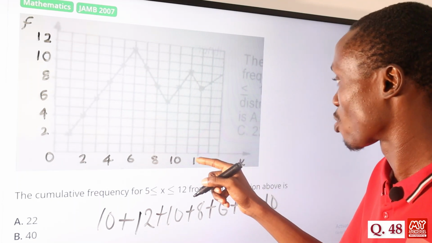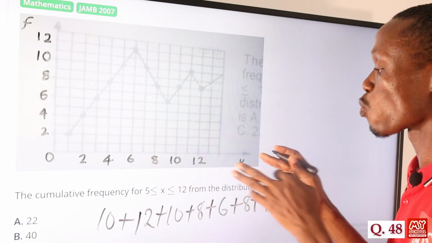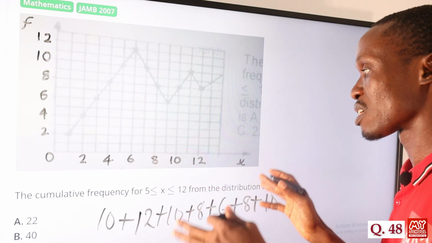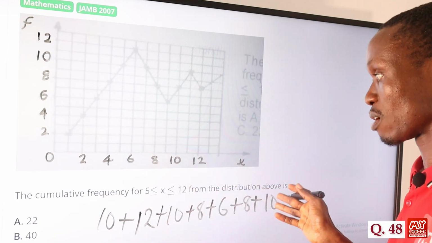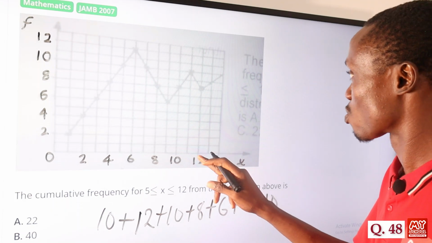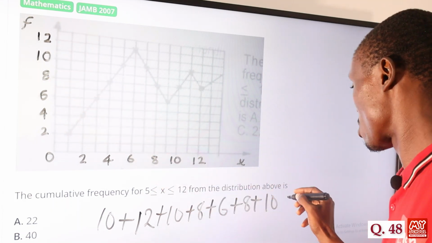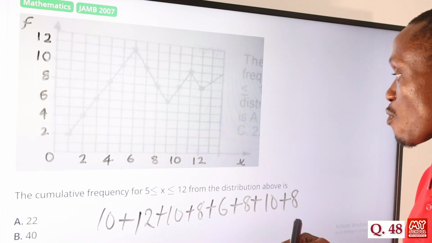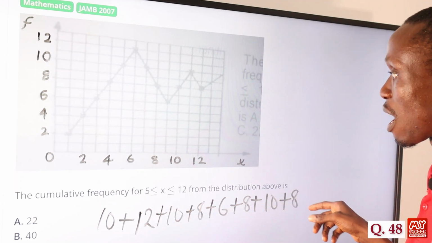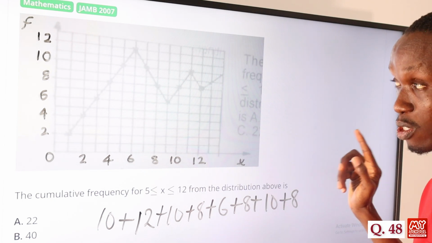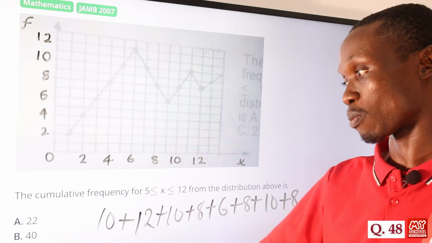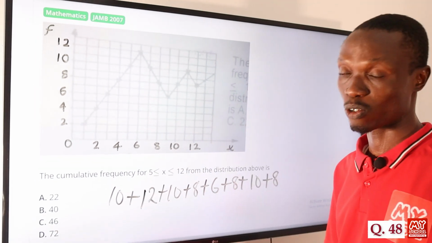Then from here, because they said between, definitely what we are doing here is the value of s is between 5 and 12, both 5 and 12 inclusive. So from here, if we trace it down, we'll have plus 8. Okay, so if we add all these values together, our answer will be equal to 72. So that makes option D the correct answer to this question.